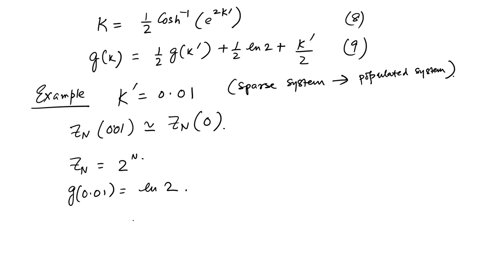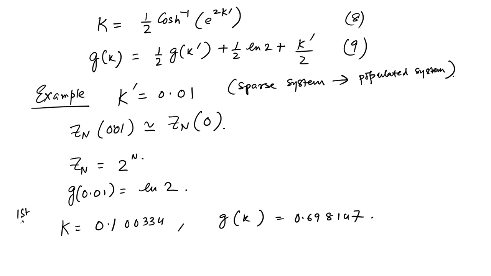And then if you start iterating equations 8 and 9, then we get, so this is the first stage, k equal to 0.100334, and g of k becomes 0.698147. So this first step you can just check by putting this k prime to be equal to 0.01 and these two values that we have said, Zn is equal to 2 to the power n and g of 0.01 equal to log 2.